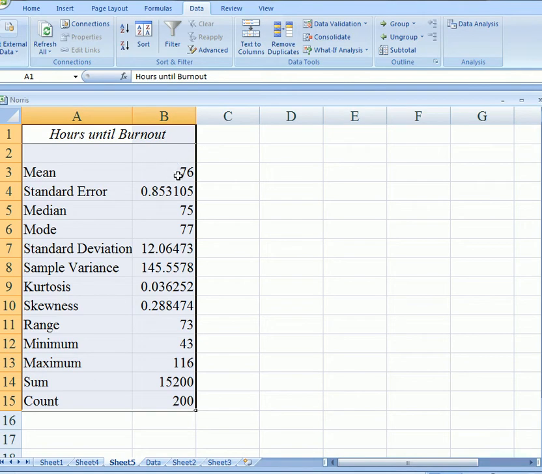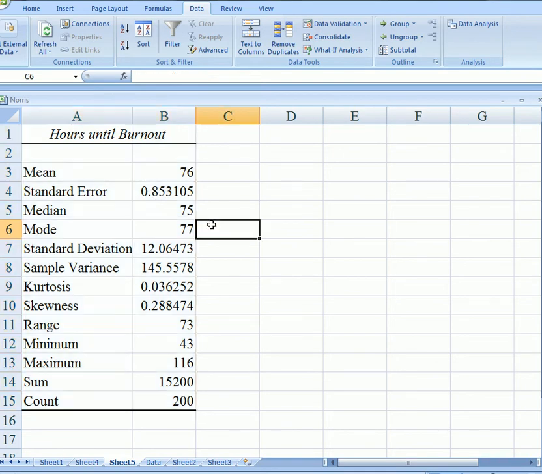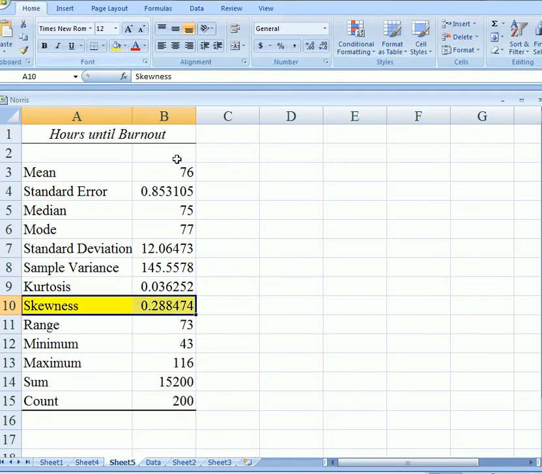Hours until burnout: the mean was 76, the standard error, the median, and the mode. Now notice that the mean, the median, and the mode are fairly close together. This means that we can expect the data to be almost symmetric in its distribution. How do we know this? We go to the skewness, and we see that the skewness here is a slight positive number.